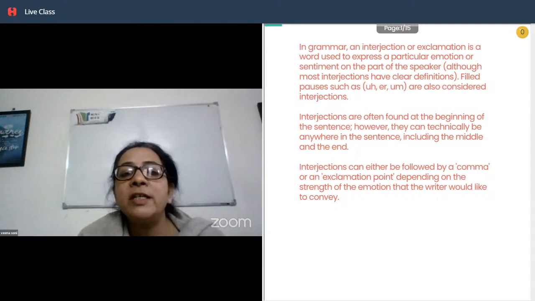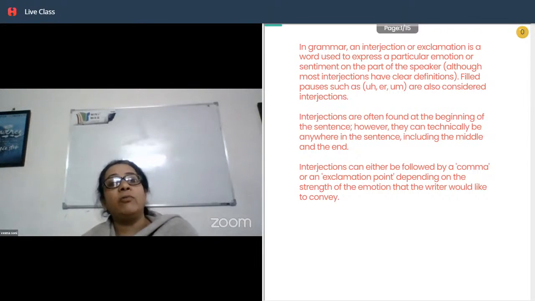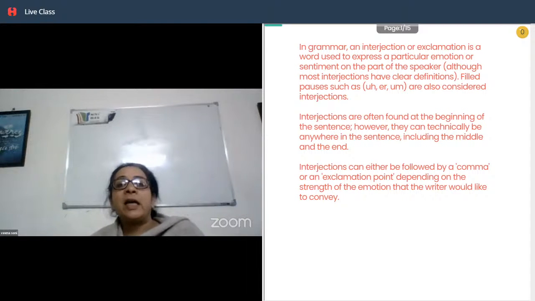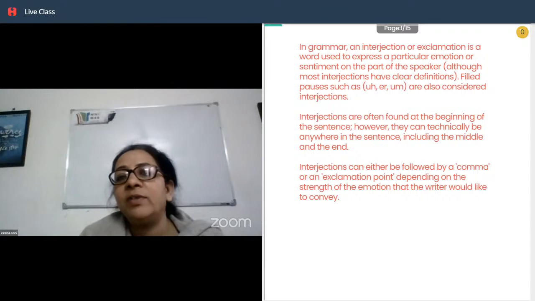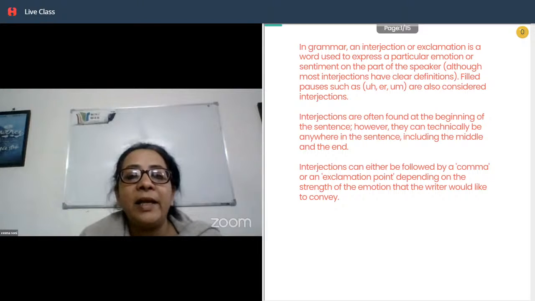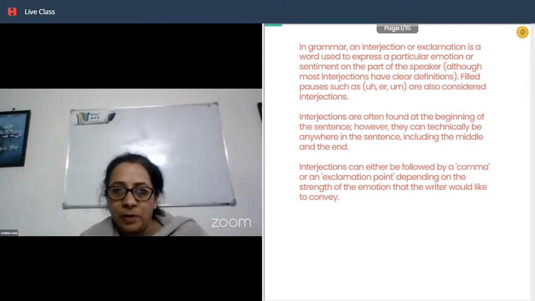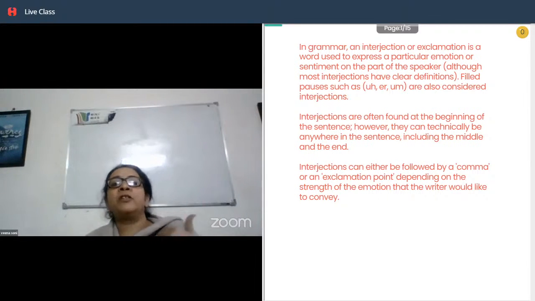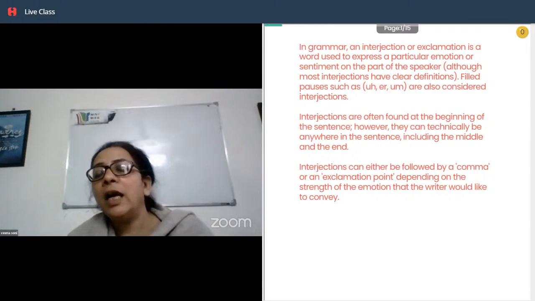Okay. So interjections are often found at the beginning of the sentence. Now comes the usage part of it. How do I use it in my daily life? If I have to express this, how do I use it? The first and most important part is that in the starting of the sentence, you can use interjections. However, they can technically be anywhere in the sentence, including the middle or the end. The fact remains, you can use it anywhere. But the practical aspect, what we have seen, is that the moment a person tries to say something to you, your immediate response is going to be an interjection.